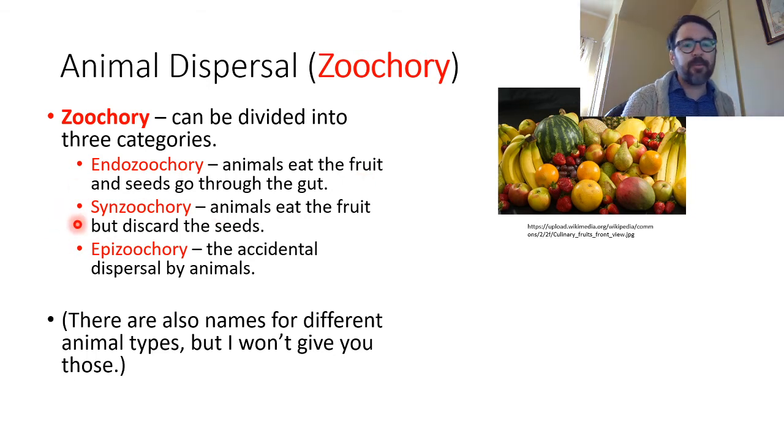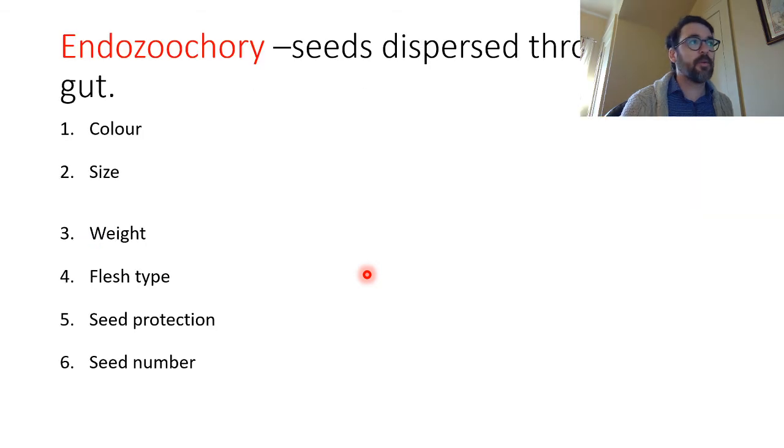Synzoochory, animals eat the fruit, but they discard the seeds. So when I eat avocados, I put the seeds in my compost bin, and sometimes they even germinate until winter. And you have epizoochory, the accidental dispersal by animals. And so we'll talk a little bit about these in turn, right?